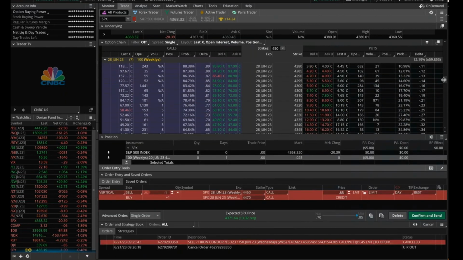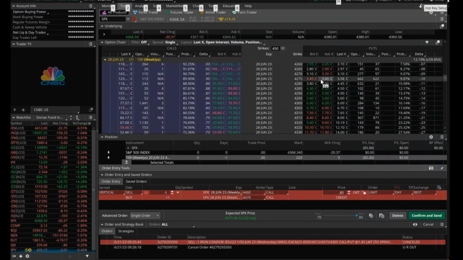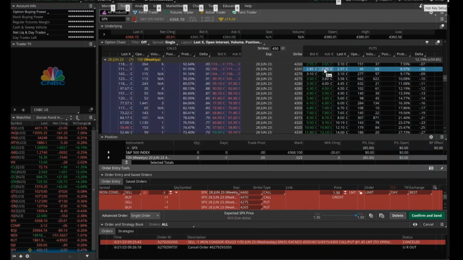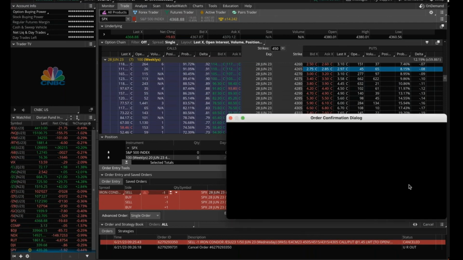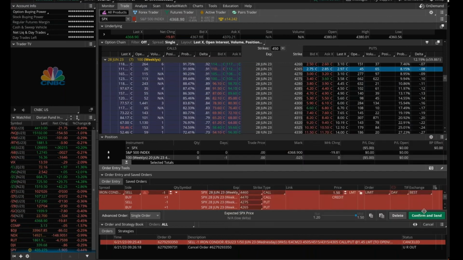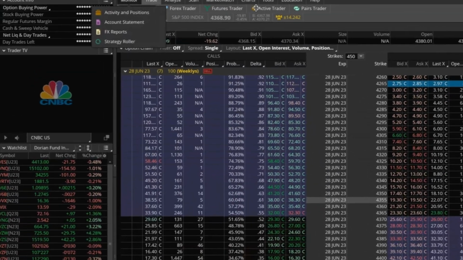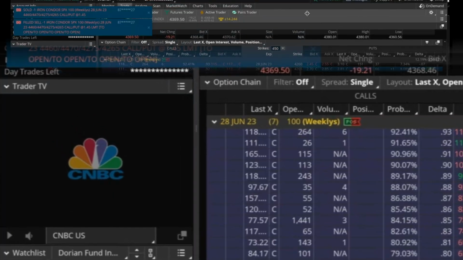Anyway, so then we're going to go over here to this 10 delta here, and we're going to do a 10-point wide. And so the short strike on the call side is the 4460. The short strike on the put side is the 4275, and that's giving us about 150 to 140. So we're going to send that at 145, and let's see if we can get this filled. And we just got filled at 145. So that is a 7DTE trade.